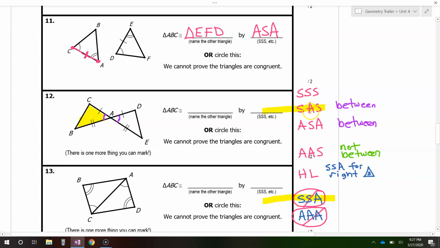Is the angle between the two sides? That would make it side angle side. Well, I told you to look at one triangle at a time. So I have this side is one of the ones that's marked. This is the other marked side. All right, these two sides meet right here at angle A. And guess what? The angle that we marked is angle A. So the angle is between the two sides. That makes this side angle side.